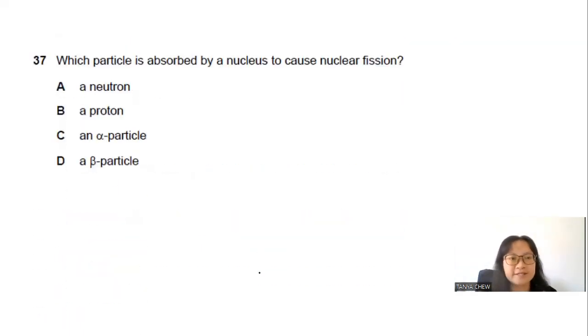Question number 37. Which particle is absorbed by a nucleus to cause nuclear fission? So only a neutron is absorbed.